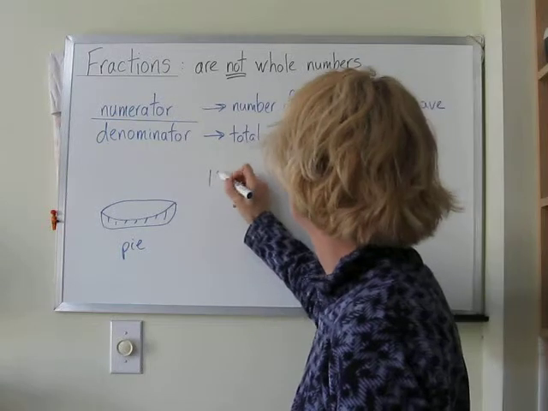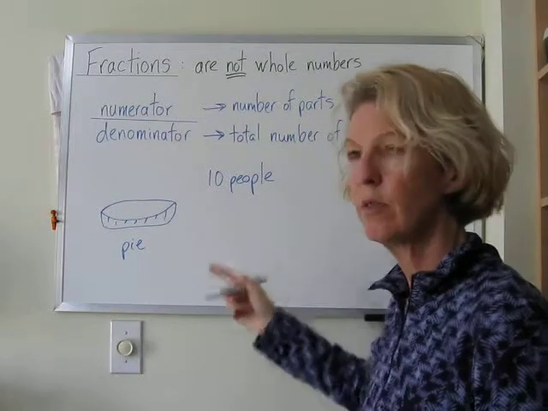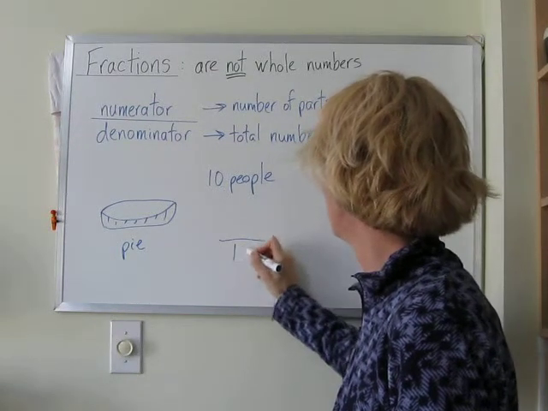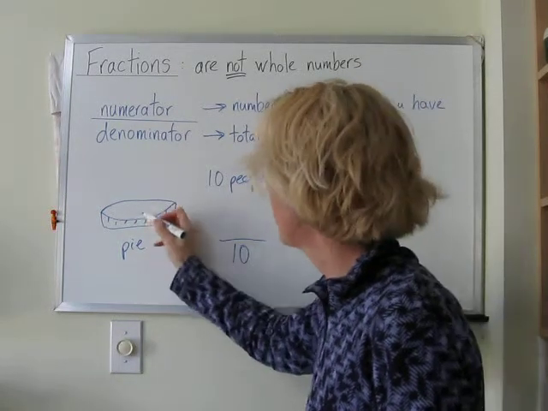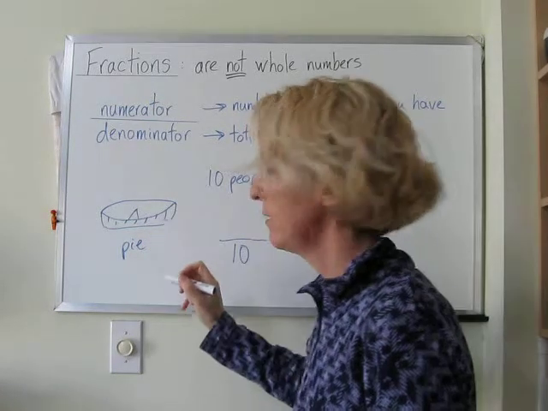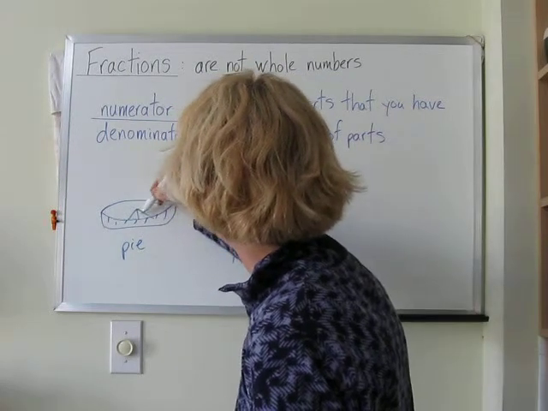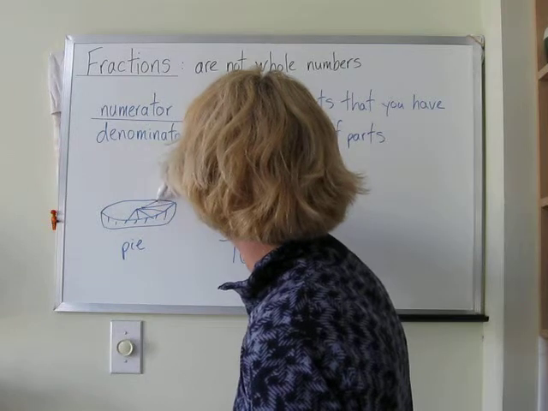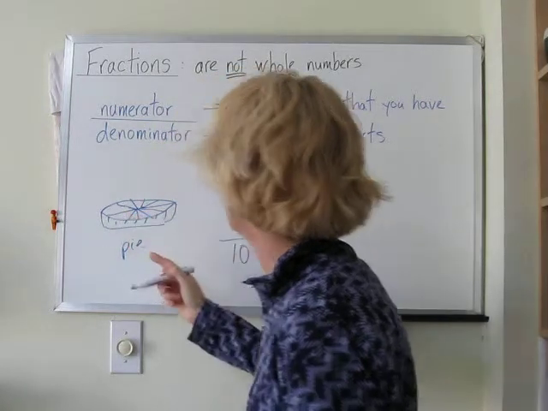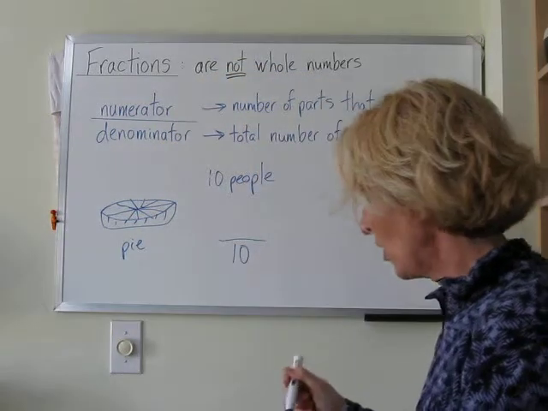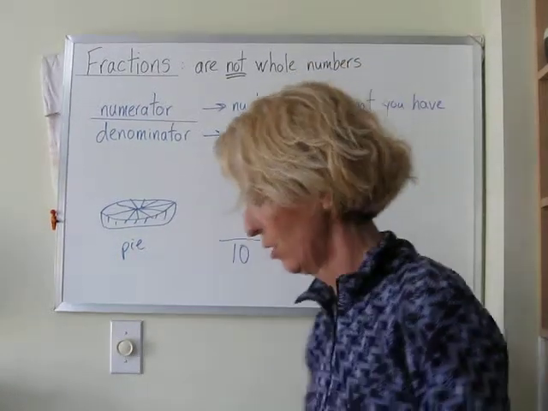Okay, so there's 10 people. And we're going to cut our pie into 10 pieces. What's the denominator? 10. Why? Because that's the total amount of people. Exactly. The one pie is going to be cut into 10 equal slices so that everybody has the same amount. I don't know if I can do this without screwing it up. Okay, that's 1, 2, 3, 4, 5, 6, 7, 8, 9, 10. I want this one. Okay. Good.